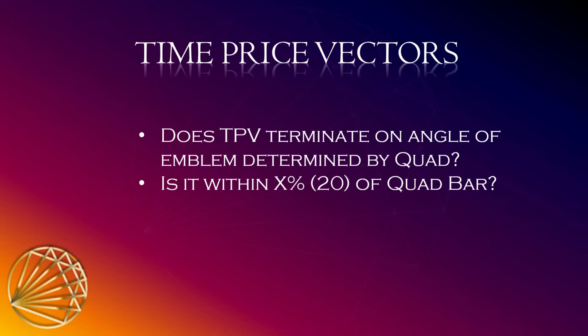And then after we've done that, we have to ask, is it within X%, and we'll use 20% as a default, of the quad bar. The quad bar is, when you get to the tip of the quad, what bar is that pointing to? At this point, we're only talking about time analysis. And we're going to go 20% either side of that quad bar to see if that TPV number is still valid, if it's within 20%, within that threshold.